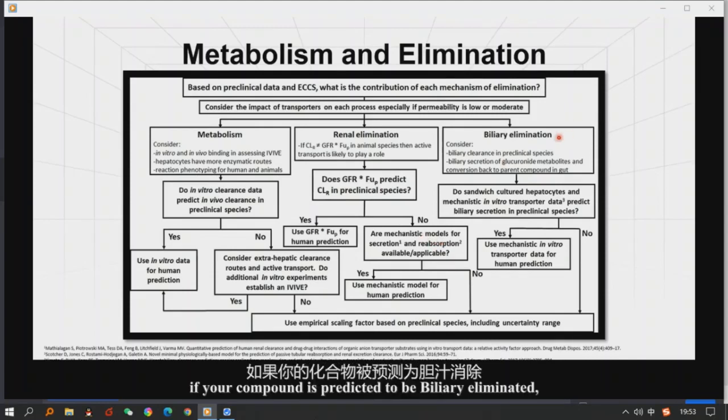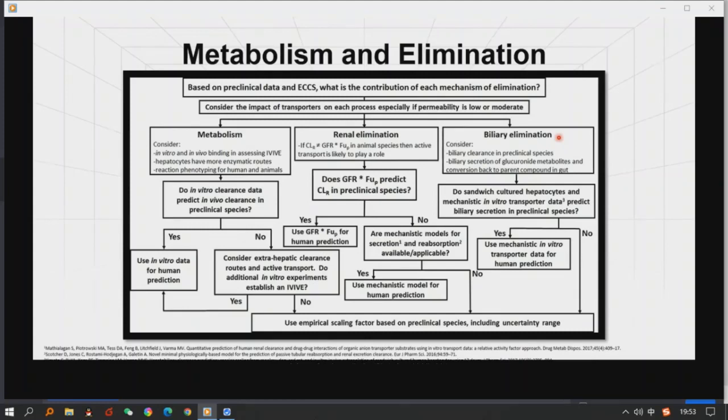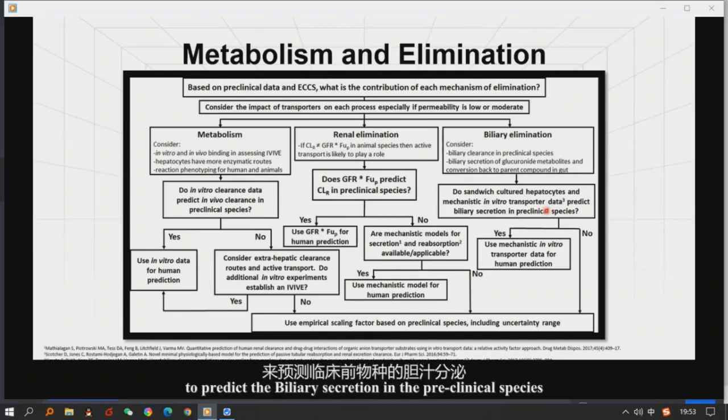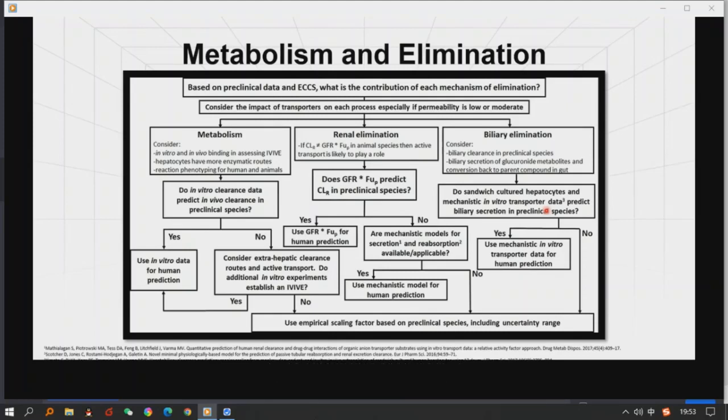And finally, if your compound is predicted to be biliary eliminated, then this is going to be more challenging to accurately predict in human, but it is possible. You could use systems such as sandwich cultured hepatocytes and mechanistic in vitro transport data to predict the biliary secretion in the preclinical species and then translate to human. If none of these mechanisms can be accurately verified within the preclinical species, you may have to consider using empirical scaling factors to predict the clearance in humans using that preclinical data.